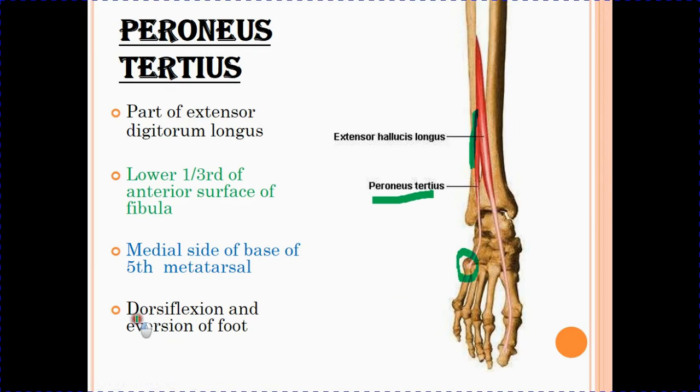The muscle can perform dorsiflexion of the foot as well as eversion of the foot. Now, what do you mean by eversion of the foot? Eversion means movement of the foot in such a way that the lateral margin of the foot is elevated from the ground so that the sole faces laterally. This is eversion of the foot.